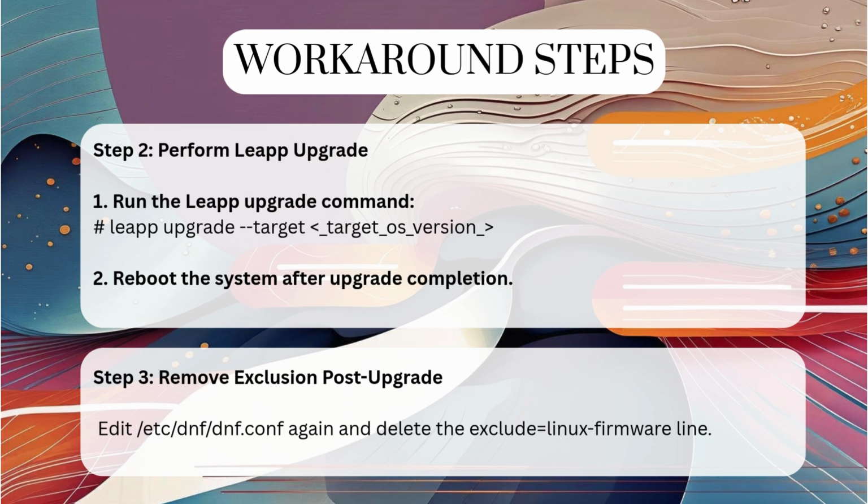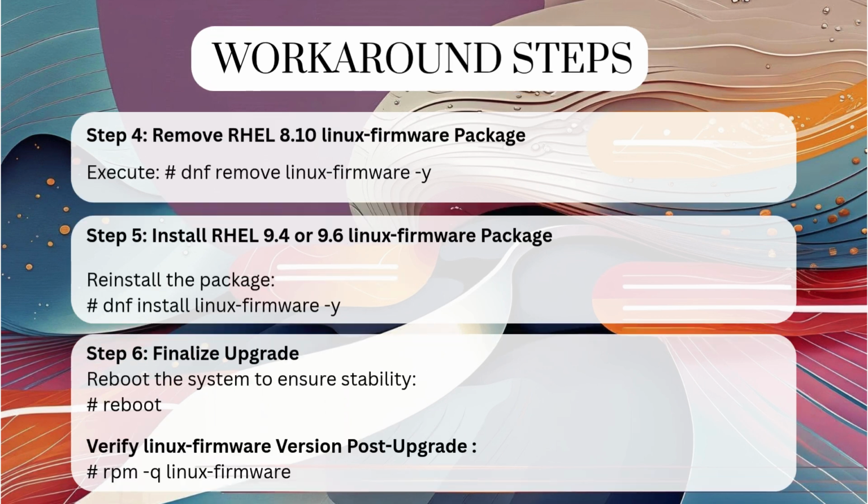The third step will be to remove the exclusion after the upgrade, by editing the line shown and deleting the exclude=linux-firmware line. Step 4 is to remove the RHEL 8.10 Linux firmware package. Step 5 will be to install the RHEL 9.4 or 9.6 Linux firmware package. Step 6 will be to finalize the upgrade. You will need to reboot the system to ensure stability. Also make sure to verify the Linux firmware version after upgrading.